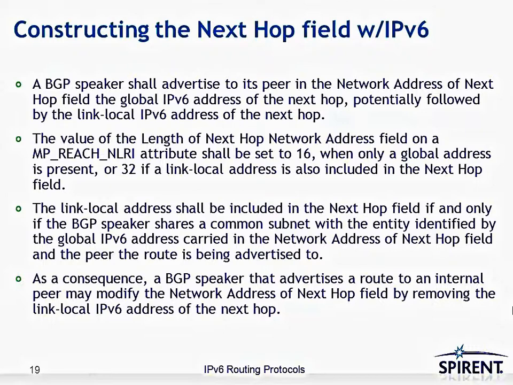A BGP speaker would only include the link local address if it shares a common subnet with the entity identified by the global IP address carried in the network address of the next hop field and the peer of the route being advertised to. As a consequence, a BGP speaker that advertises a route to an internal peer may modify the network address of the next hop field by removing the link local IPv6 address of the next hop.